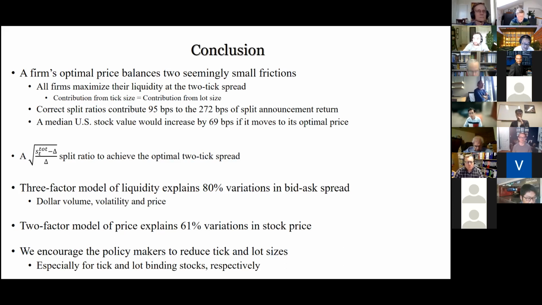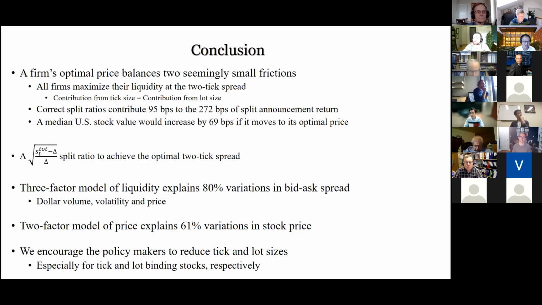The second main takeaway is a simple formula to calculate the split ratio: the bid-ask spread minus 1 tick, divided by the tick size. This is on a uniform tick size, by the way. Then we have a 3-factor model of liquidity. It explains more than 80% of the cross-sectional variation in bid-ask spread. The factors are dollar volume, volatility, and price. For price, because we cannot use price to explain price, we reduce to a 2-factor model, where dollar volume and volatility explain 61% of the cross-sectional variation in stock price.